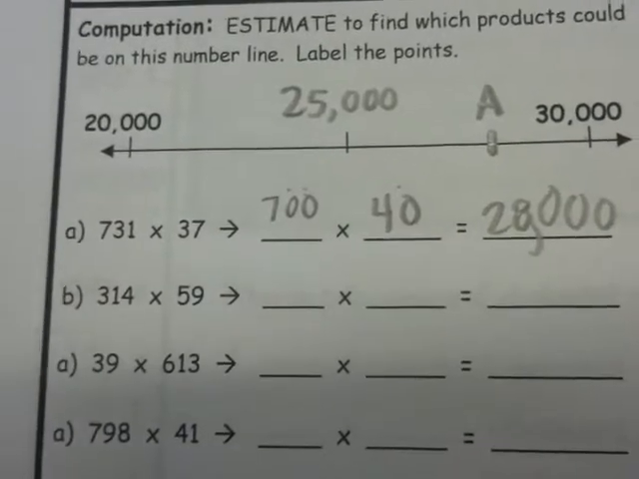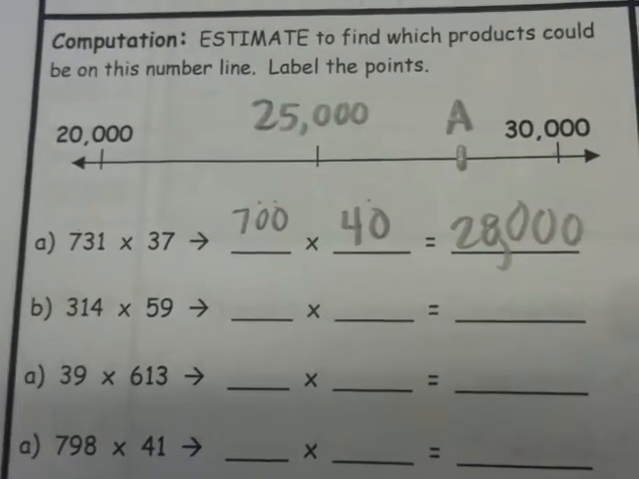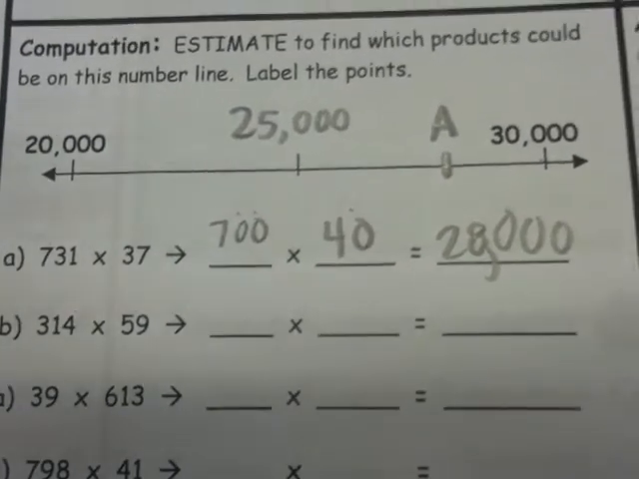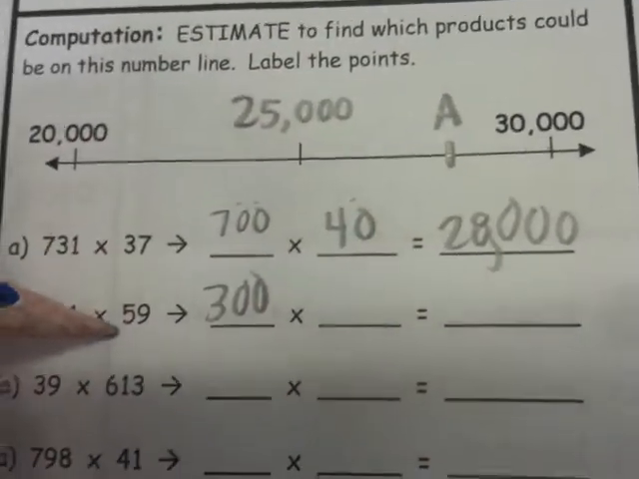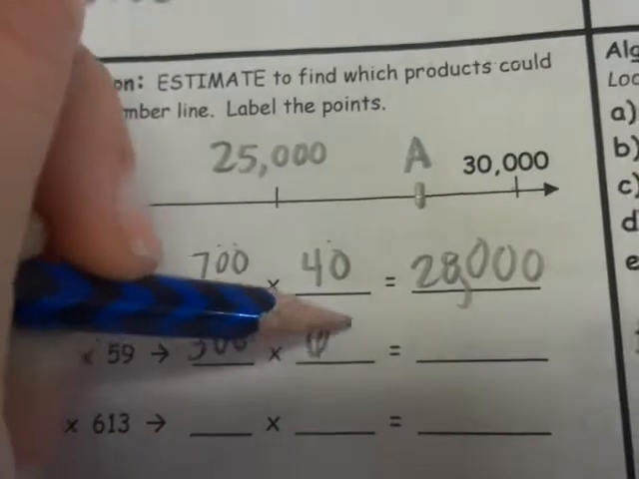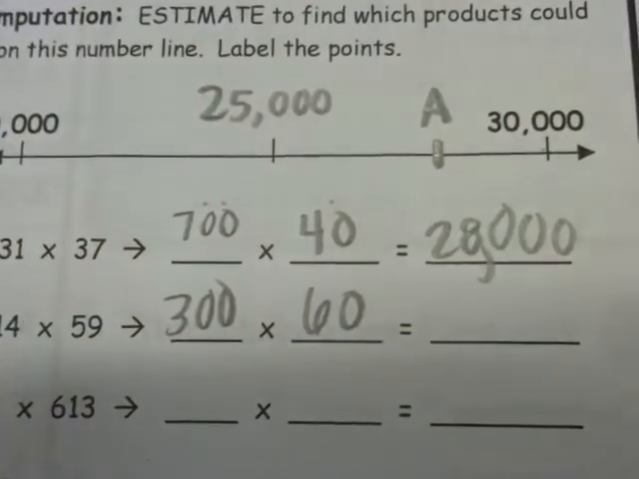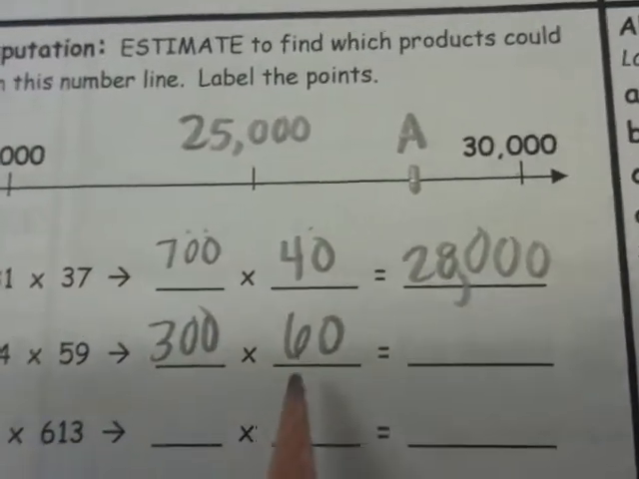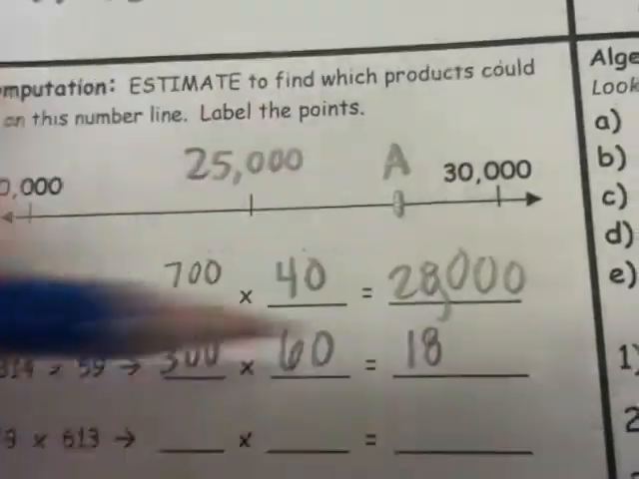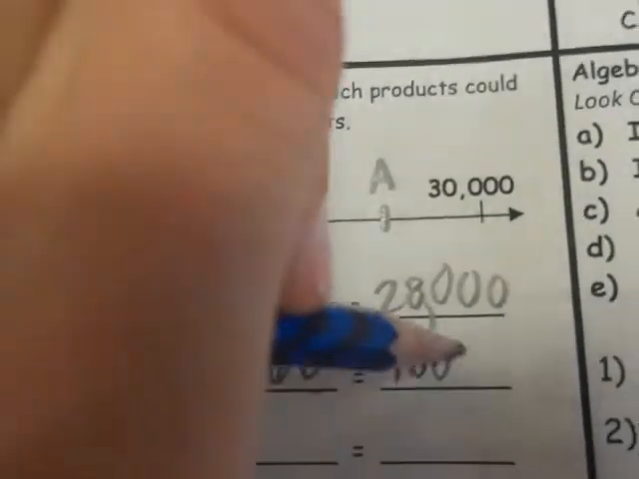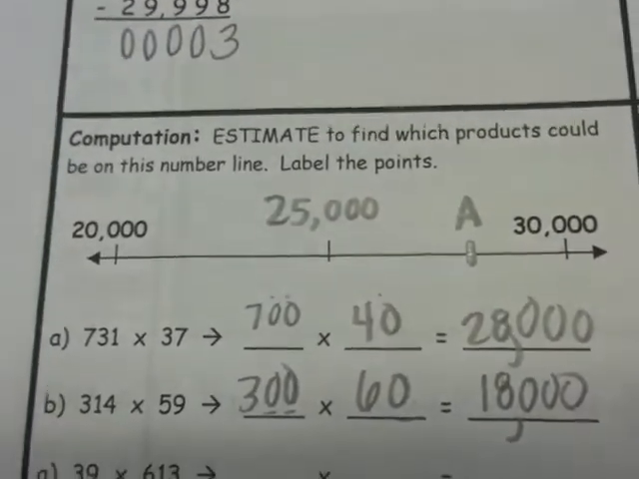B, 314 times 59. I'm going to estimate, then multiply. 314 estimates to 300. 59 is closer to 60. Now I multiply. Cover up my zeros. 3 times 6 is 18. And I have 3 zeros on there. 1, 2, 3. 18,000. Well, there's no room to put that on the number line.